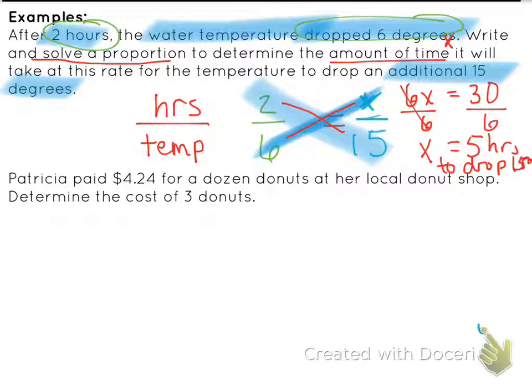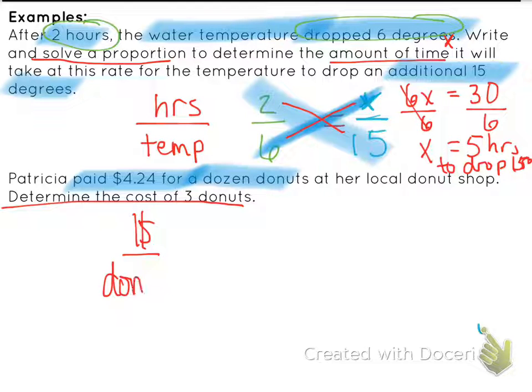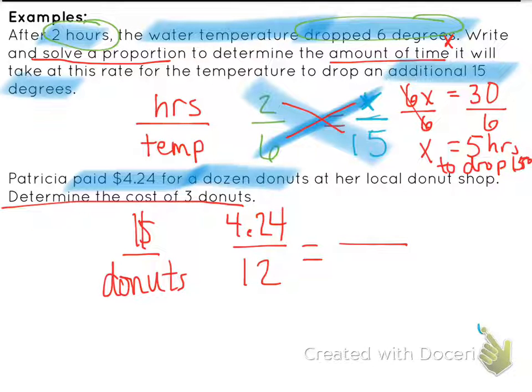On our next proportion, it says that Patricia paid $4 for a dozen donuts at our local donut shop. Determine the cost of 3 donuts. So now we have money over donuts. Donuts are life. So for a dozen donuts, which is 12, we pay $4. So that's our first ratio right here. What I don't know is the cost, so that's my x term. But I do know that it wants to know the cost for 3 donuts.